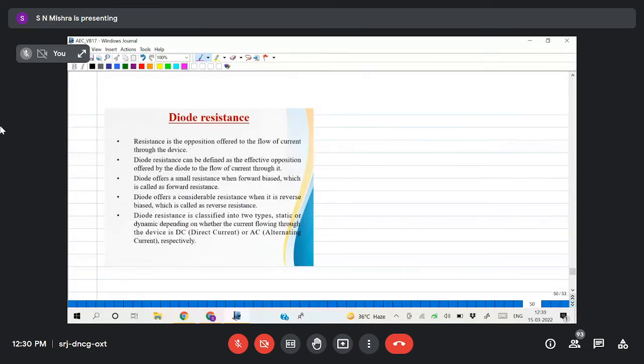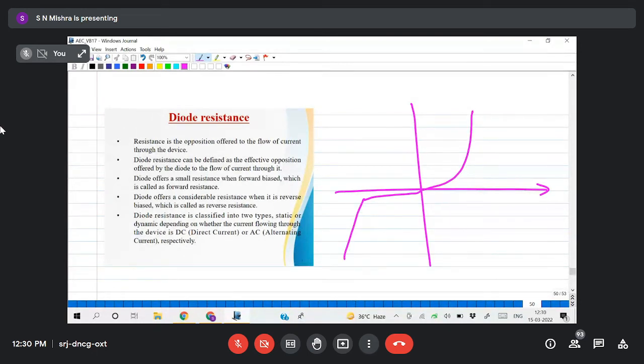Now we see the diode resistance. So we know resistance means what? Whenever current flows, we see the resistance and it will obey Ohm's law. So obviously that is a linear circuit, but in case of diode, we are getting a characteristic like this. Forget about this part. You consider forward bias condition. Is this linear or non-linear?